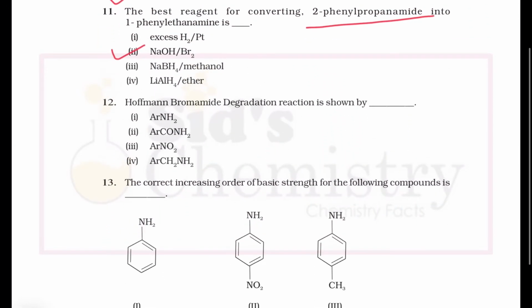Coming to question number 12. Hofmann bromamide degradation reaction is shown by which compound? Options are ArNH2, ArCONH2, ArNO2, ArCH2NH2. Hofmann bromamide degradation reaction can be shown by the amides. So the correct answer for question number 12 is option number 2.